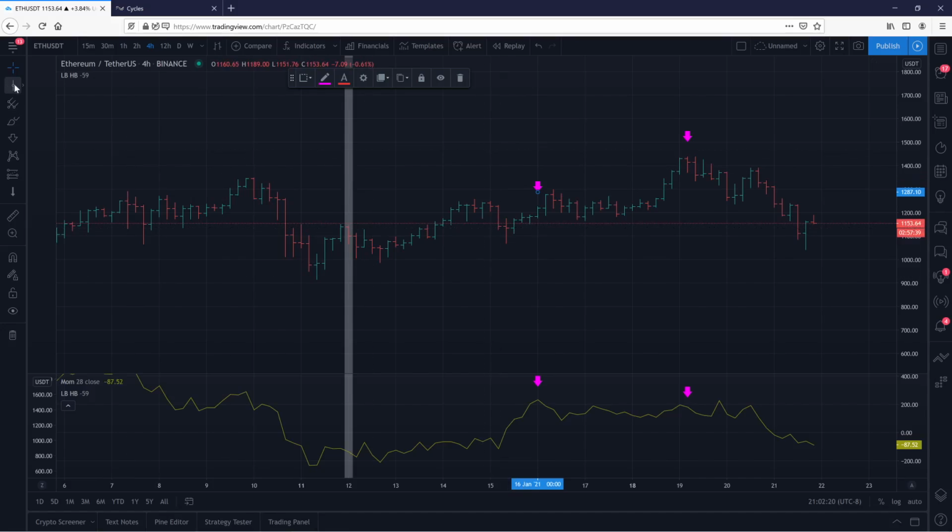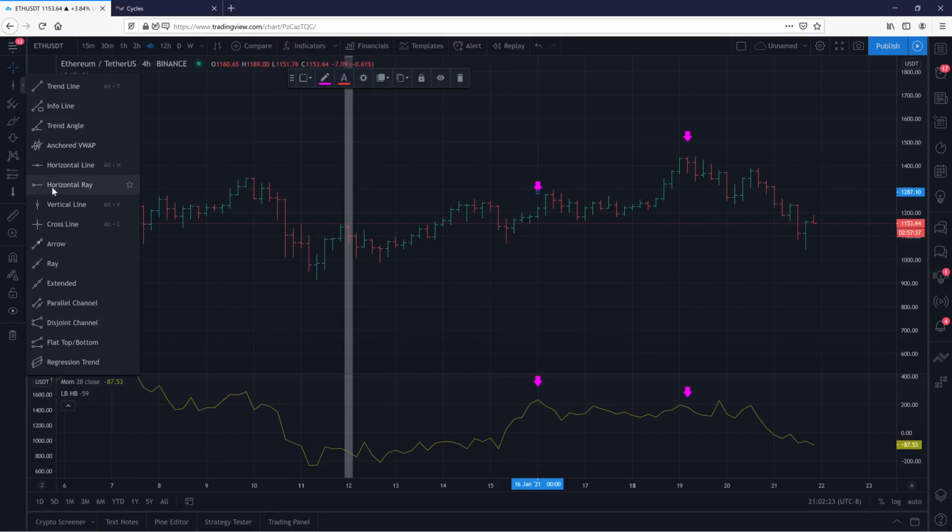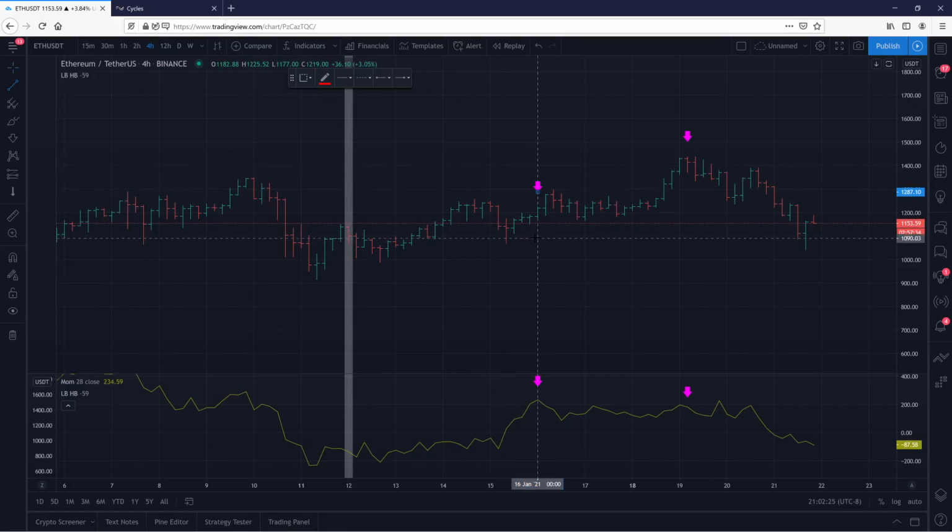So here you see your divergence. You have price going up, and you have an oscillator going down. This is your divergent period.